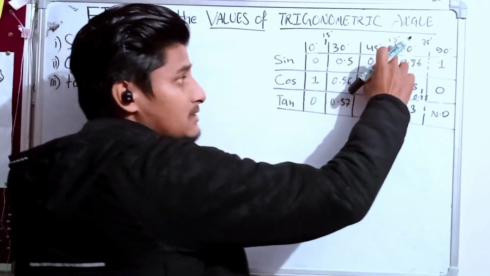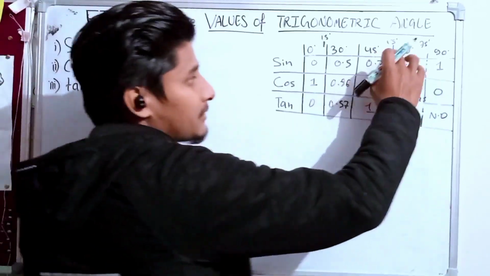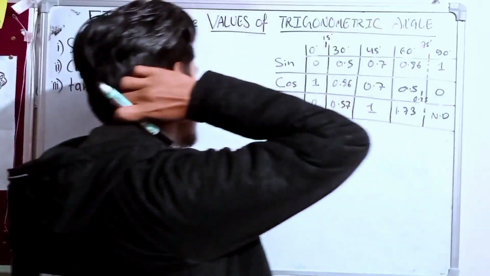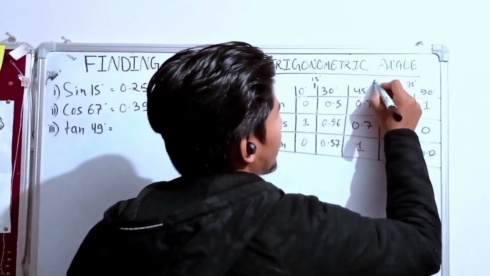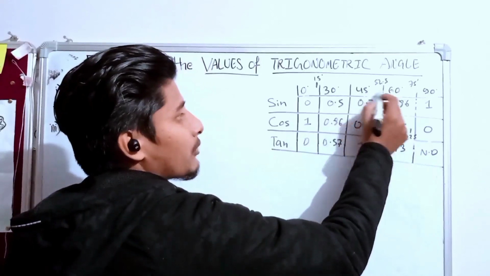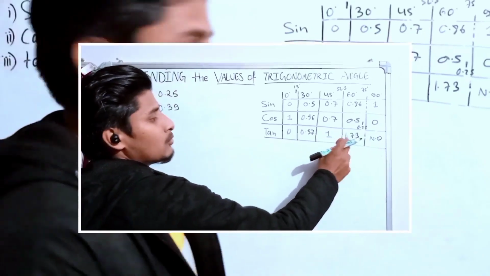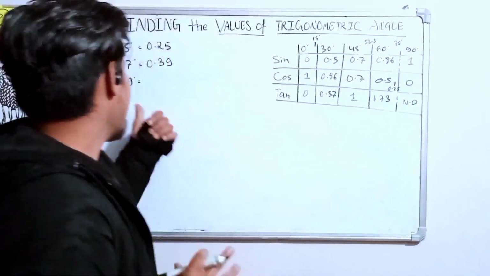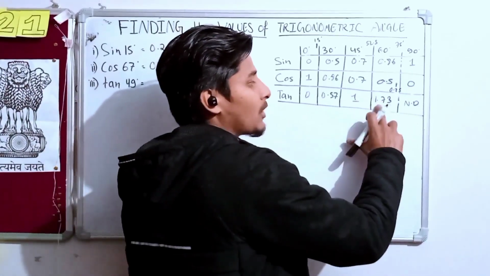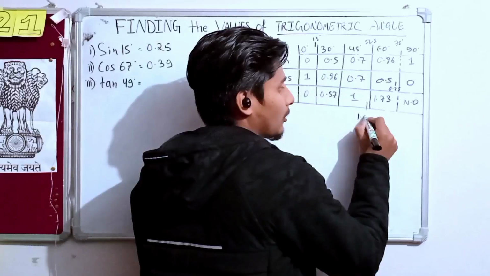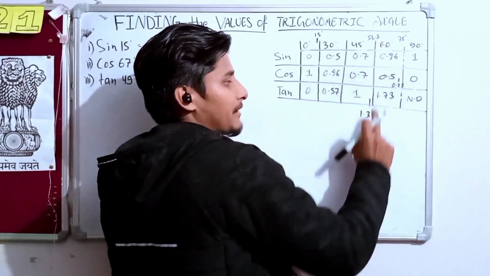Okay, so let's find out for tan 49. The mid angle between 45 and 60 is 52.5, and my value is between 1 and 1.73. The value between 1 and 1.73 is 1.35. This is my mid value, which means this value is for tan 52.5 degree, right?